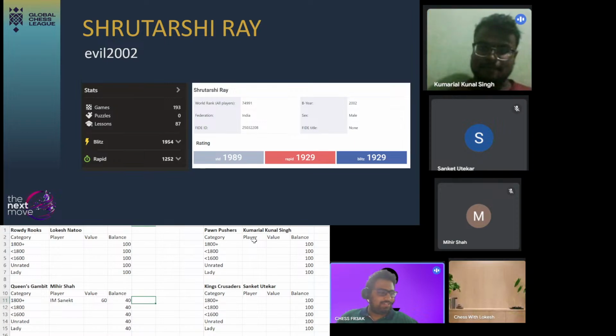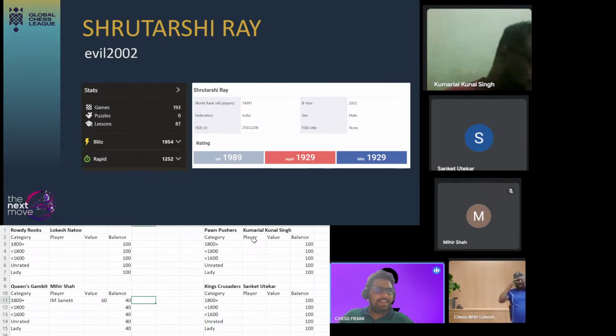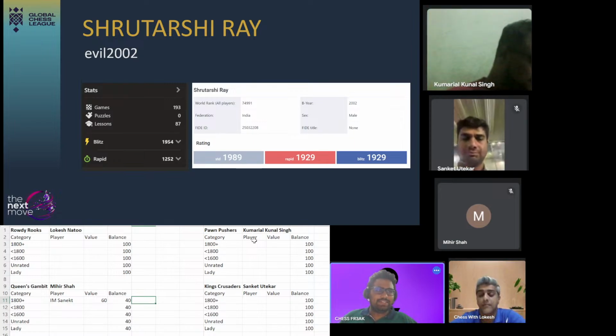And Lokesh is not there in the scene at the moment, but the auction must go on. So I don't see any interest from Sanket. Sanket, I don't see any interest. Lokesh is back, but I don't know if Lokesh is interested. Final call to Lokesh. Shudarshi Ray going at 30 points.